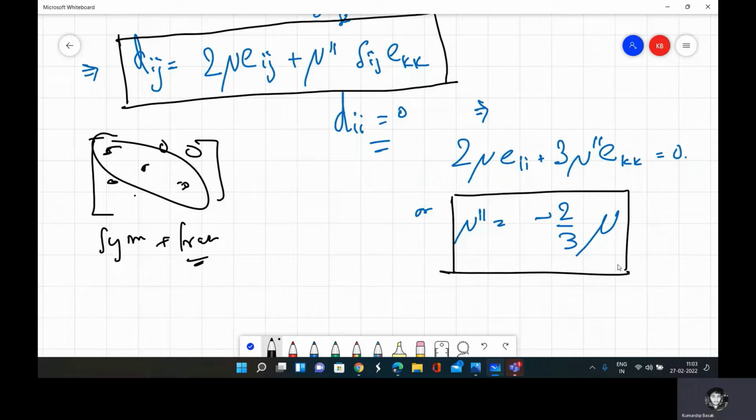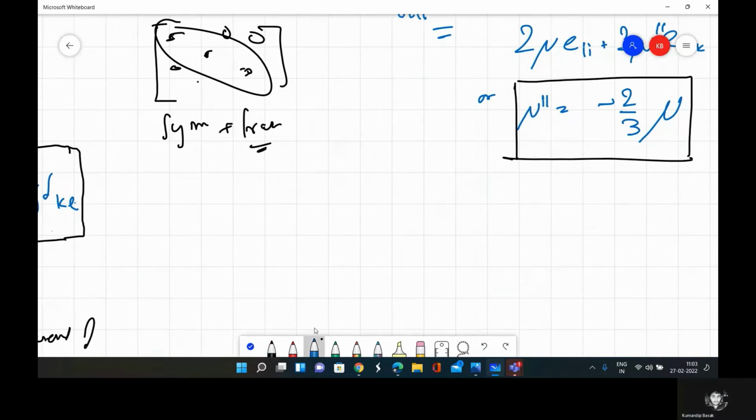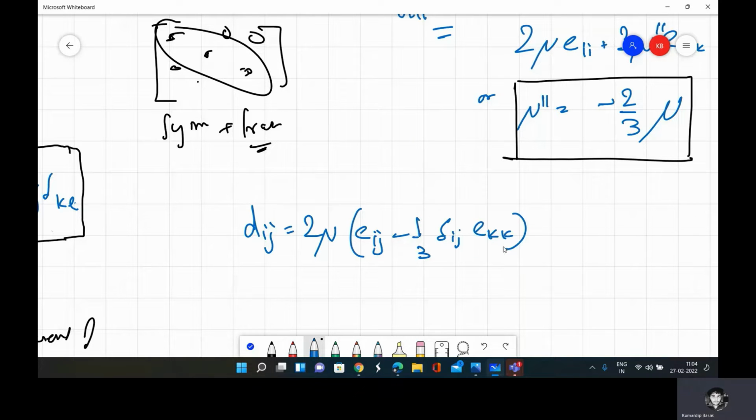Now you use the isotropic, the traceless part condition to get the relation between mu and mu double dash. What we get? Mu double dash equals minus 2 by 3 of mu. Apply this, you get a further simplified expression for the dij part. What we get? See, we are getting dij equals 2 mu (eij minus 1 by 3 delta ij ekk).